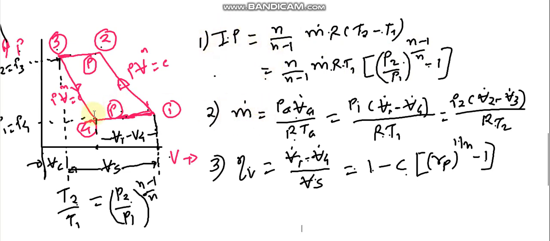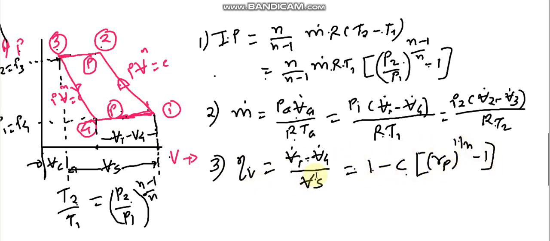The mass flow formula for free-air conditions is PA VA upon R TA. For suction condition it is P1 (V1 minus V4) upon R T1. For delivery conditions it is P2 (V2 minus V3) upon R T2. This is the mass flow formula for free-air, suction and delivery conditions. This is the volumetric efficiency formula: actual volume of air taken inside the cylinder, V1 minus V4, upon swept volume. And again the volumetric efficiency formula is 1 minus C [(P2 by P1) to the power 1 by n minus 1].